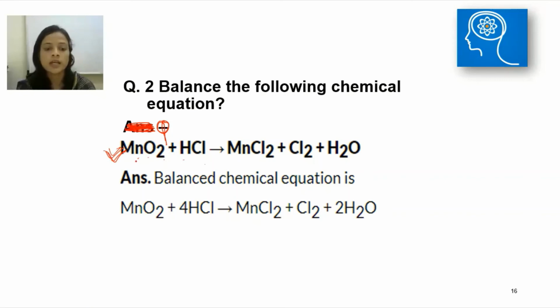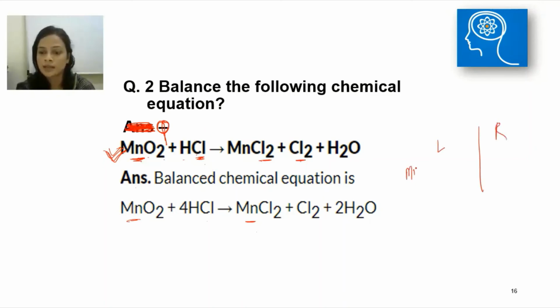So in this particular chemical reaction, is there a presence of metal? Yes, there is the metal, that is manganese. So first of all, we'll balance this Mn. The number of Mn atoms on the left side of the reaction is 1 and on the right side is also 1. So it is already balanced. There is no need to balance. What about chlorine? Here is 1 Cl and here is Cl2. On the left side there is only 1 Cl.